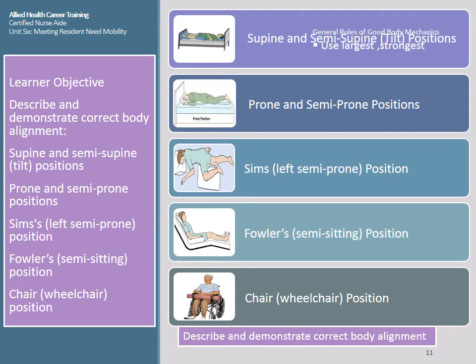When we have our skills day, we will demonstrate and learn correct body alignment using the following positions: supine and semi-supine position, the prone and semi-prone position, the Sims, the left semi-prone position, and the Fowler's, the semi-sitting position. Also, chair or wheelchair position. You will need to be able to demonstrate the correct body alignment for each one of these positions.